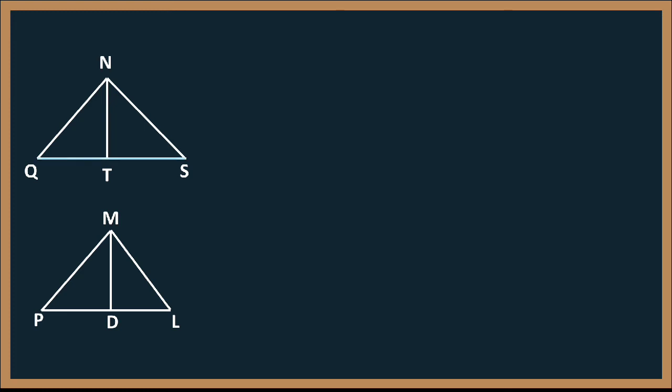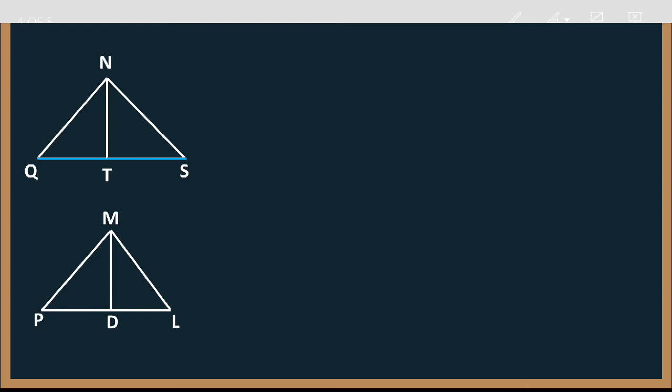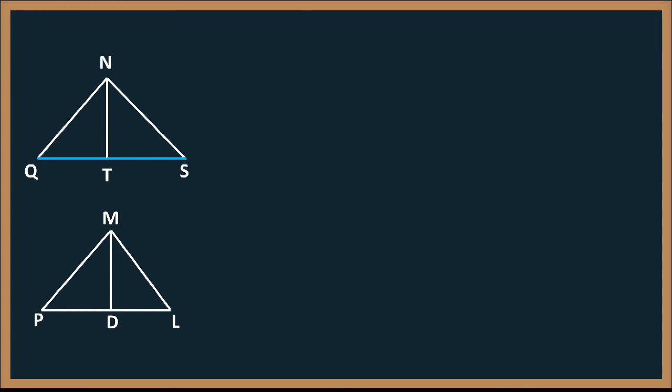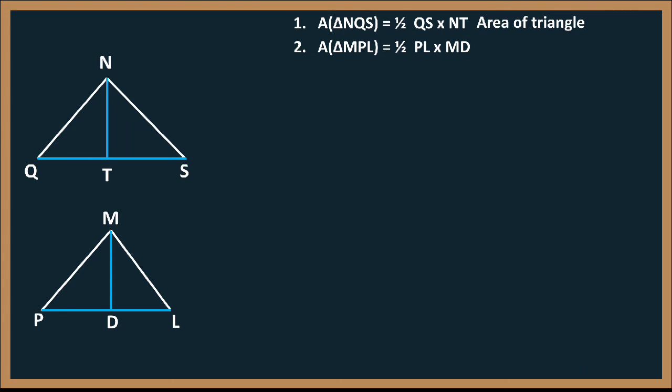First, we will write: area of triangle NQS is equal to half base into height. The base is QS, height is NT. So area of triangle NQS is equal to half base into height. The reason is area of triangle. In the second triangle, area of triangle MPL is equal to half base, over here the base is PL, height is MD. The reason is again area of triangle.